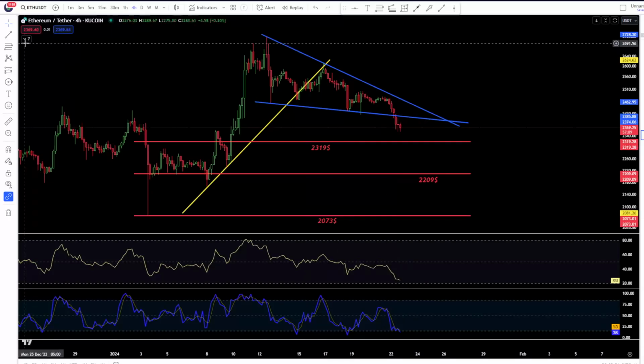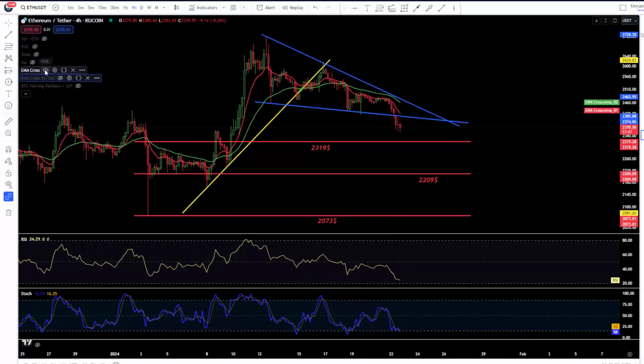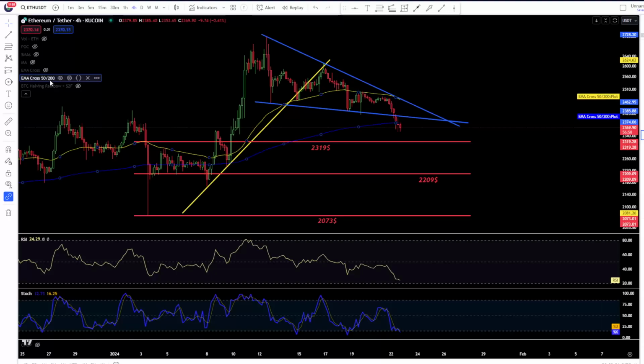At this point, it is worth turning on the EMA cross 10 and 30 indicator, which confirms the moment of transition into a local downtrend. However, when we turn on EMA cross 50 and 200, we can see that despite the current correction, we are still in a strong upward trend.